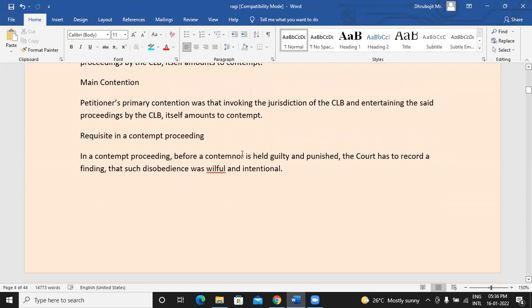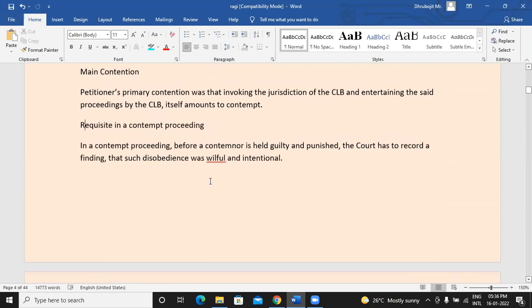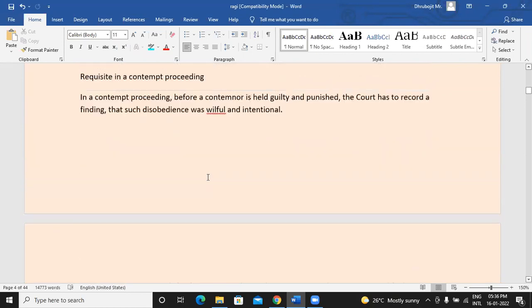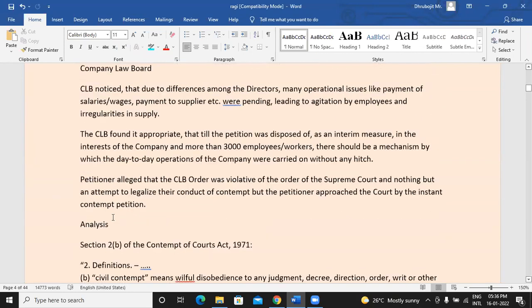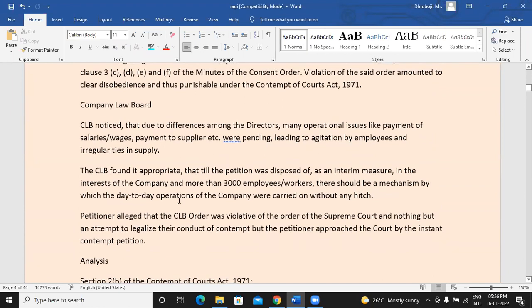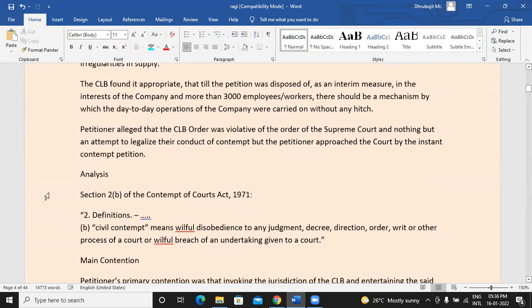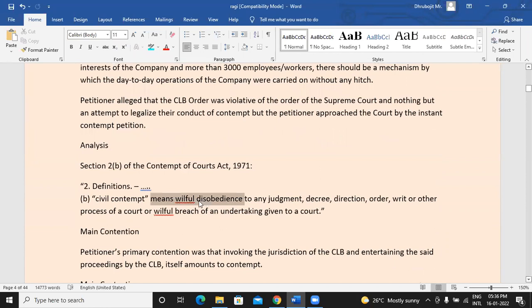In the contempt proceeding, it was held that if guilty and punishable, the court would record the findings. Now, the Supreme Court said that this contempt, what we are mentioning, talks about willful disobedience to any judgment, decree, order, etc. Willful is very important. It should not be that you have no other option, but that you are just opting for all the options which you have.